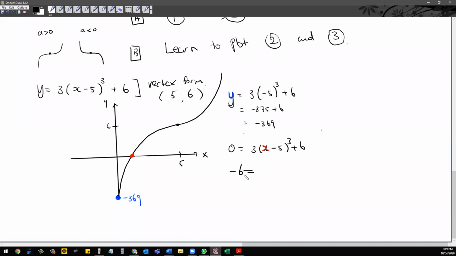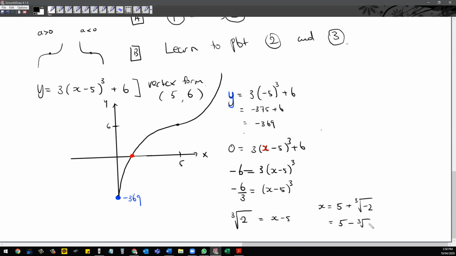Yeah, so it'll look something like this. Negative 6 equals 3, bracket x minus 5 to the power of 3. And you'll have to divide by 3, right? So it'll be negative 6 over 3 equals (x minus 5) to the power of 3. And then you take the cubic root of that, so cubic root of negative 2, by the way, equals x minus 5. So x will be 5 plus cubic root of negative 2, but that's the same as just having put the negative sign outside because it's cubic. The negative sign survives.